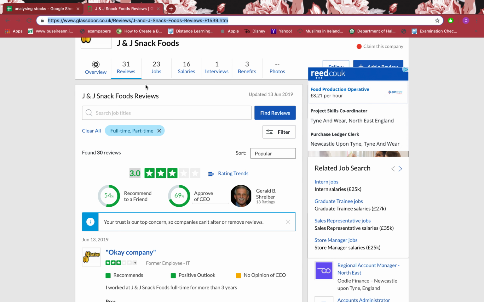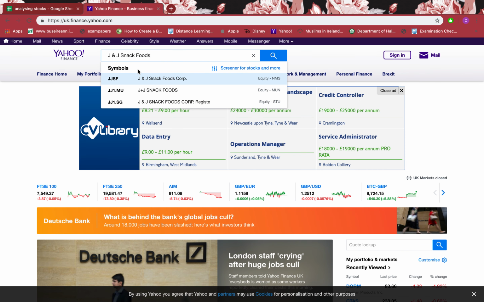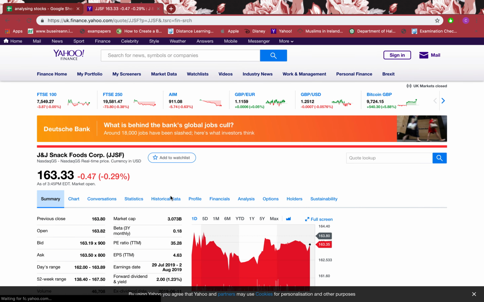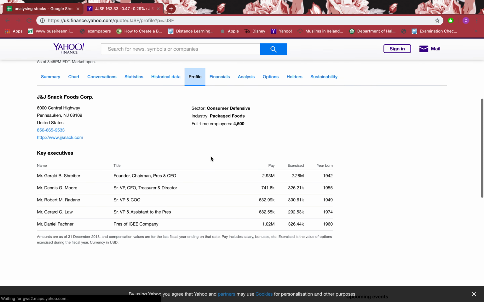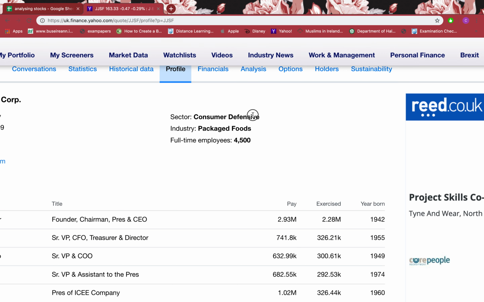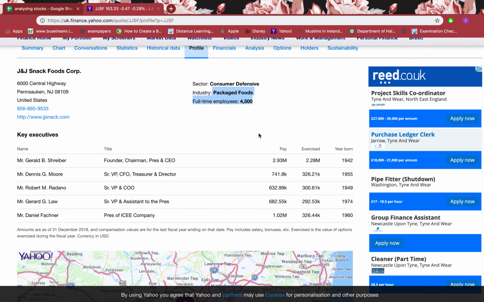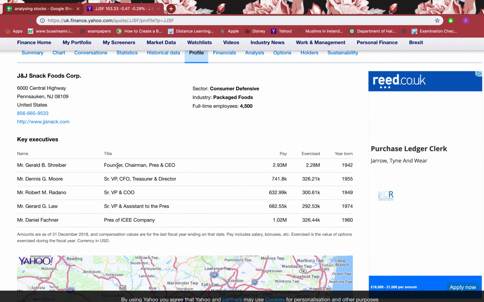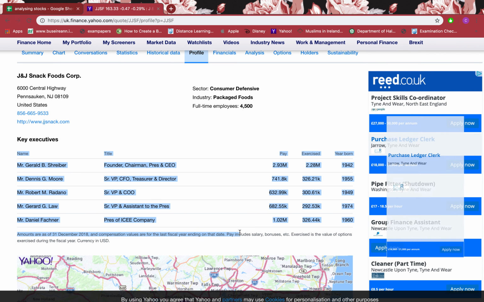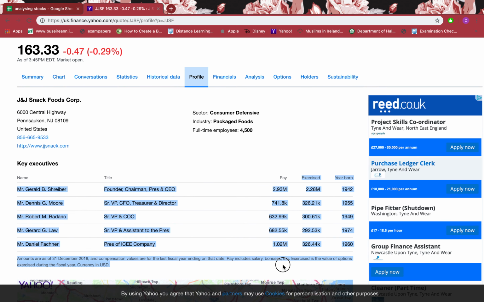It's average. And I want to see who the key finance executives are, and what their salaries are. So I'm just interested in that as well. I'll go to profile, and I'll see the sector is consumer defensive, industry is packaged foods, and there are 4,500 employees. We have key executives, and all of their salaries have been shown, which is brilliant because the more transparency, the more information a company provides, the better trust we can have. So all the salaries have been shown.